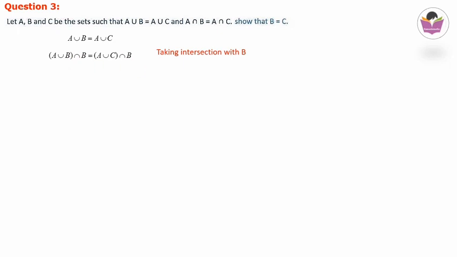There is no value change. Now A union B intersection B. Let's check what is A union B intersection B. So here only we are going to use our Venn diagram.